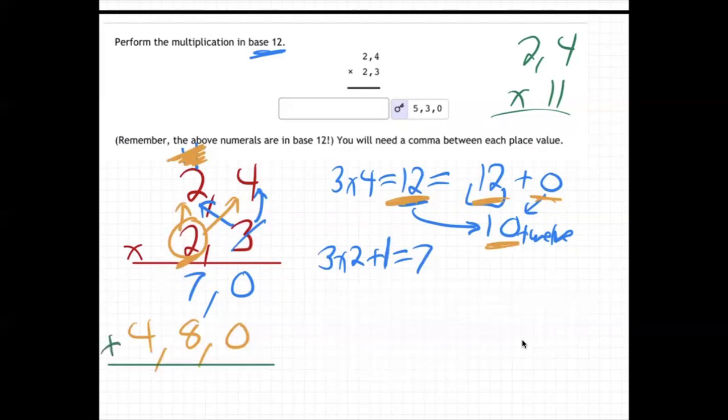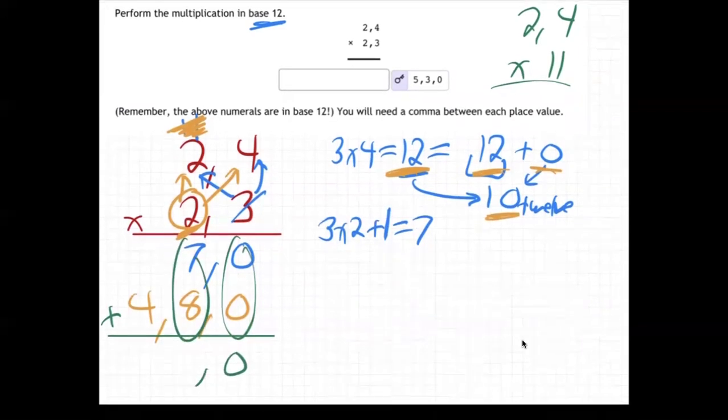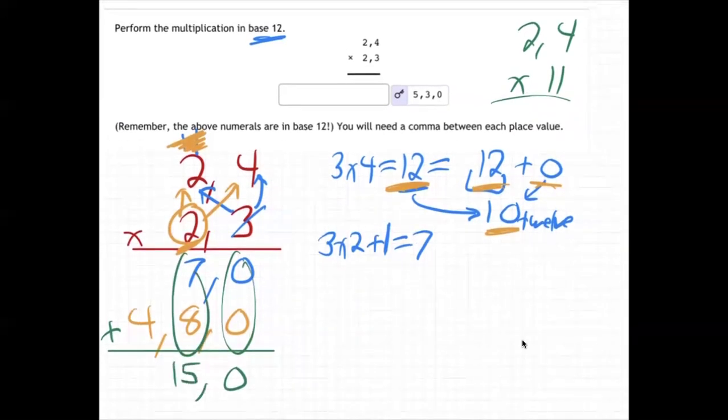Start right here. 0 and 0 is 0. 7 and 8, and put a comma right there. 7 and 8 is 15. Whoa, hold on. Can't put a 15, right? Anytime you get an answer 12 or more in base 12 in one spot, that 15 can't be in one spot. Well, let's change it.